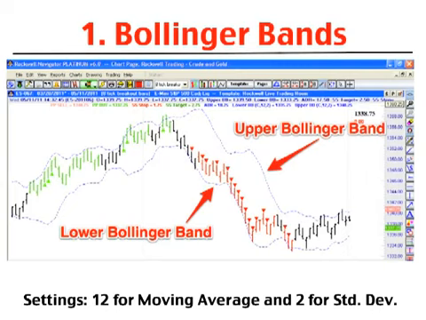And as a setting, I use 12 for the moving average and 2 for the standard deviation. And that's another secret setting because most traders use a setting of 18, 20, or 21. And as I said earlier, I want to see what other traders don't see. I want an edge. And using a different and, based on my experience, better setting for the Bollinger Bands is giving me this edge. So let me show you my unique way to use these Bollinger Bands.